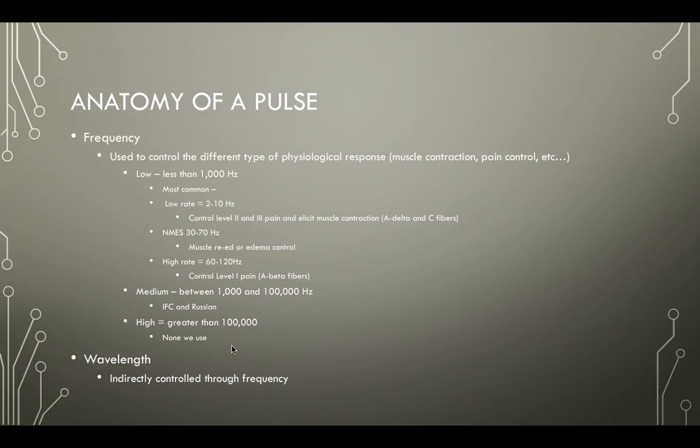And then, as I mentioned when we talked about the constant velocity of light, wavelength is indirectly controlled through frequency. So we can adjust these frequency rates, and by adjusting those frequency rates, we automatically change the wavelength because the speed of light doesn't change. So if we move from a high rate to a low rate, so we decrease the frequency, the wavelength is going to increase in order to compensate for that.